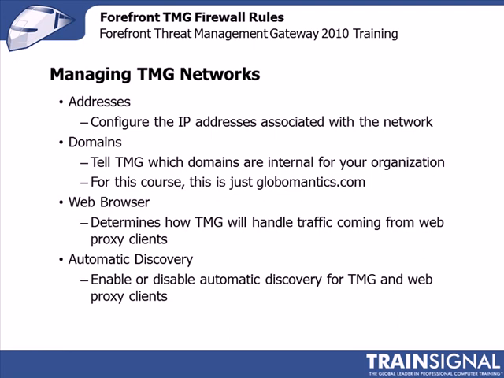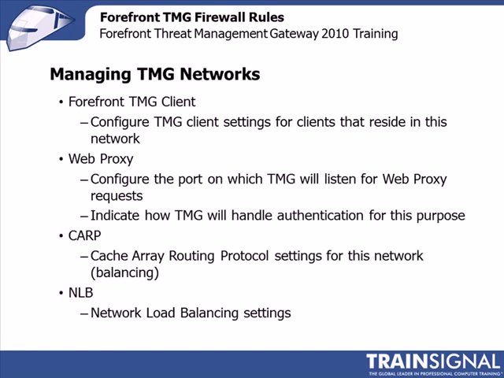On the Web Browser tab, this is where you're going to tell Threat Management Gateway how to handle traffic coming from web proxy clients. You can configure TMG so that clients automatically discover their proxy settings and their Threat Management Gateway settings. And you can enable or disable automatic discovery of these settings via a tab in the network configuration area. When we installed clients, you actually got to see the Forefront Threat Management Gateway Client tab in action. This is where you configure client settings for clients that are going to reside on a particular network. In the example we used in the clients lesson, we managed the internal network client settings. On the Web Proxy tab, configure the port on which Threat Management Gateway will listen for web proxy requests, and then tell TMG how to handle authentication for this purpose.